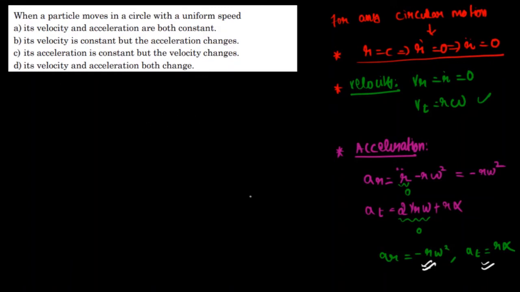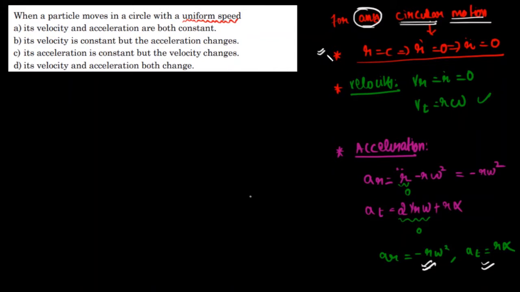So the first question: when a particle is moving in a circle with a uniform speed, they are asking about the conclusion, right? So before entering into this, let us first recollect the things. If any particle moves in any circular motion, not necessarily that acceleration has to be constant, not necessarily uniform speed, any circular motion, what are the conditions which we have?